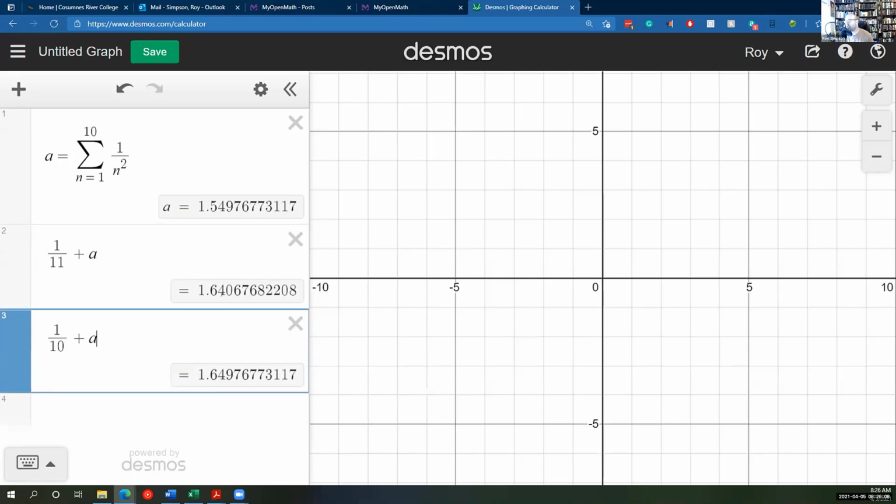So I know that the true sum is between 1.64067 and 1.649. So it is a pretty tight bound. In fact, I'm going to write those down now that I have those. So the true sum is somewhere between 1.6407 and 1.6498. Okay, and then I'll hop back to my screen.